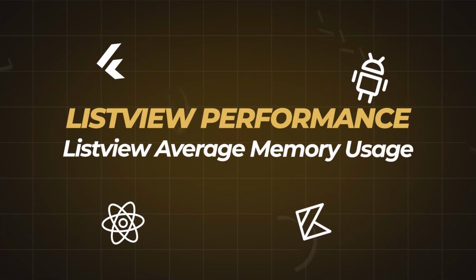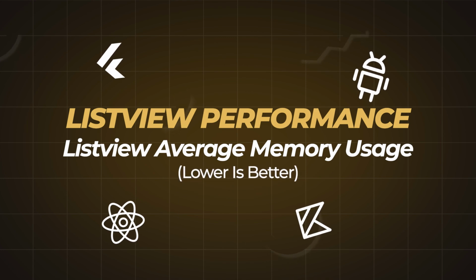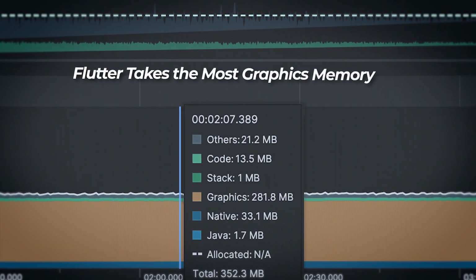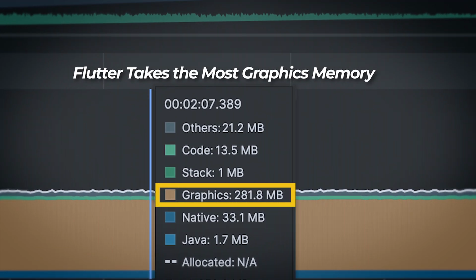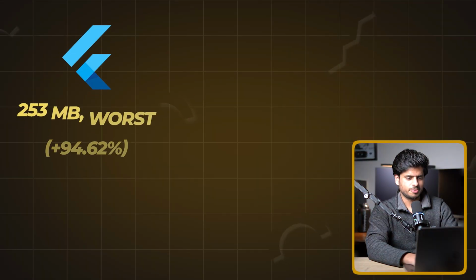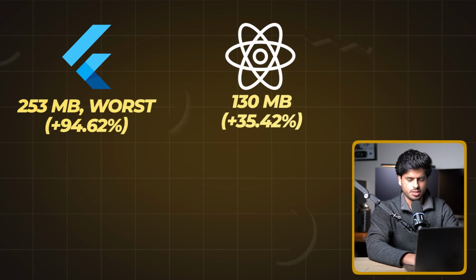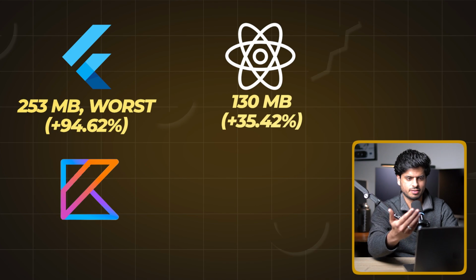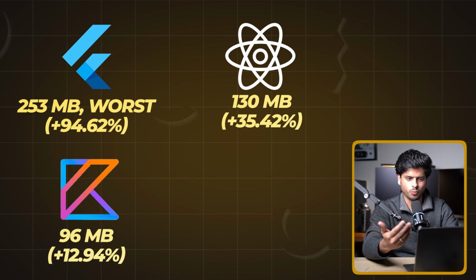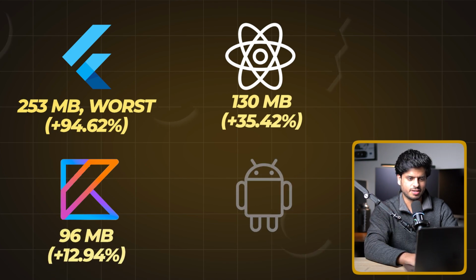The first one is average memory usage. Lower is better. Now, the fun part is that Flutter takes the most graphics memory of all the technologies. I am not 100% sure why, because even Jetpack Compose, I believe, uses a custom renderer. Even that should have used a similar amount of graphics memory. I really don't know. Anyway, Flutter is the worst at 253 MB, then React Native, which is 130 MB, which is like 35% worse than KMP, which takes 96 MB, which is 12% worse than Android Native.